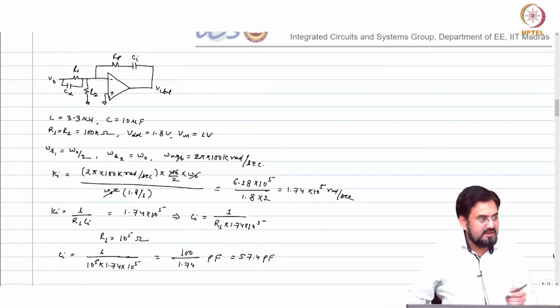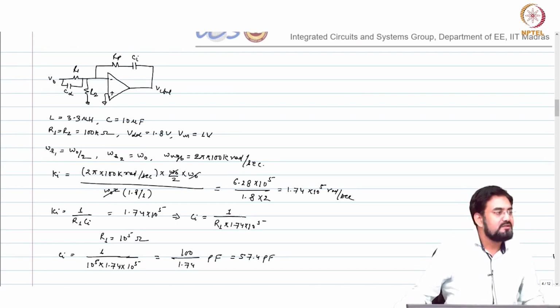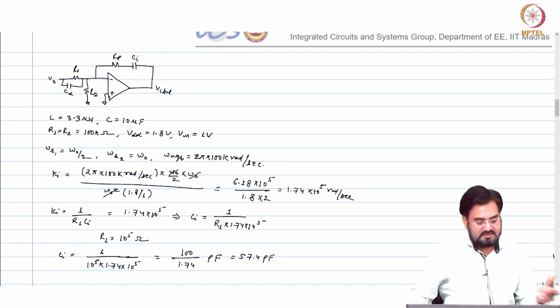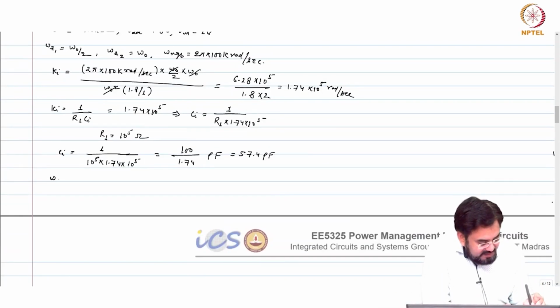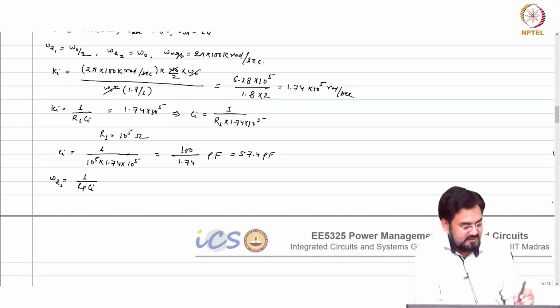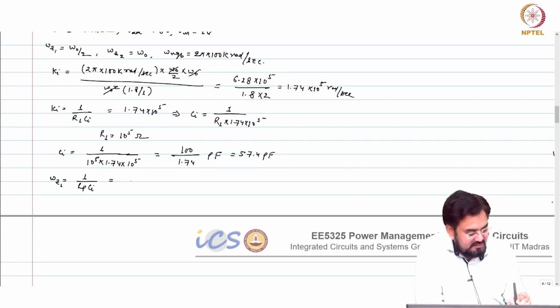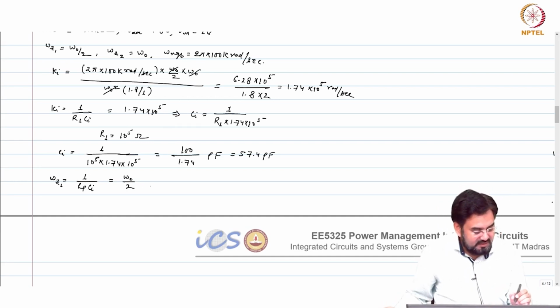Okay, so that is straightforward. How will you calculate RP? 1 by RP CI is the first zero. So from there we can find it. So your omega Z1 is 1 over RP CI, and this is nothing but omega naught by 2, correct? So this is the one way.